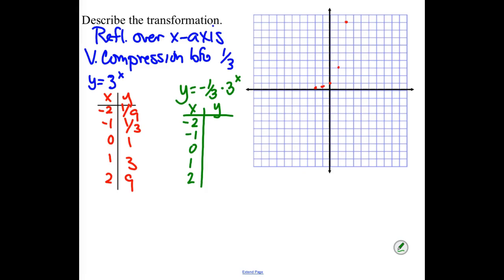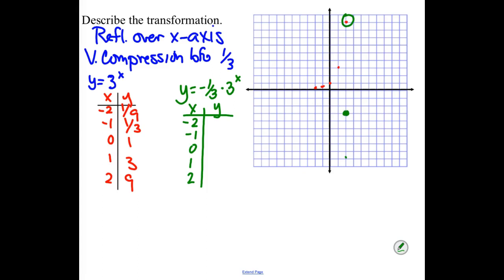All right, now, when we compress this and reflect it, we could calculate the points using a table, or we could just take our dots and move them. All right, we've done it both ways. I'm going to start with this top one here. We're at a 9, right? So when I reflect it, it turns into -9, but then I have to multiply that by 1/3. What's 1/3 of -9? -3. So I'm going to end up right here.